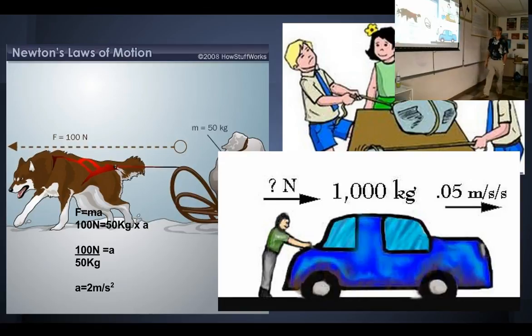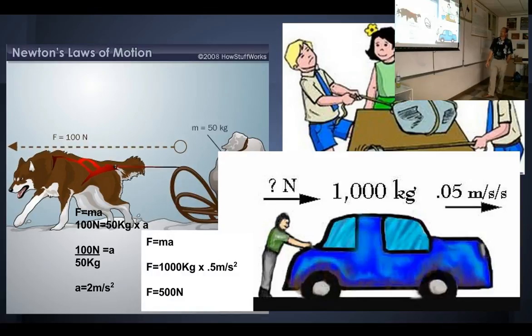Here's another one. How hard does somebody have to push on their car? The car weighs 1,000 kilograms. If they're going to accelerate the car at 0.05 meters per second squared, okay? So let's work that out. F equals ma. F equals 1,000 kilograms times, I said 0.05 here, and I said 0.5 there. Oops, typo, my bad. 0.05 meters per second squared would make this 1,000 times 0.05, which would actually be 50.